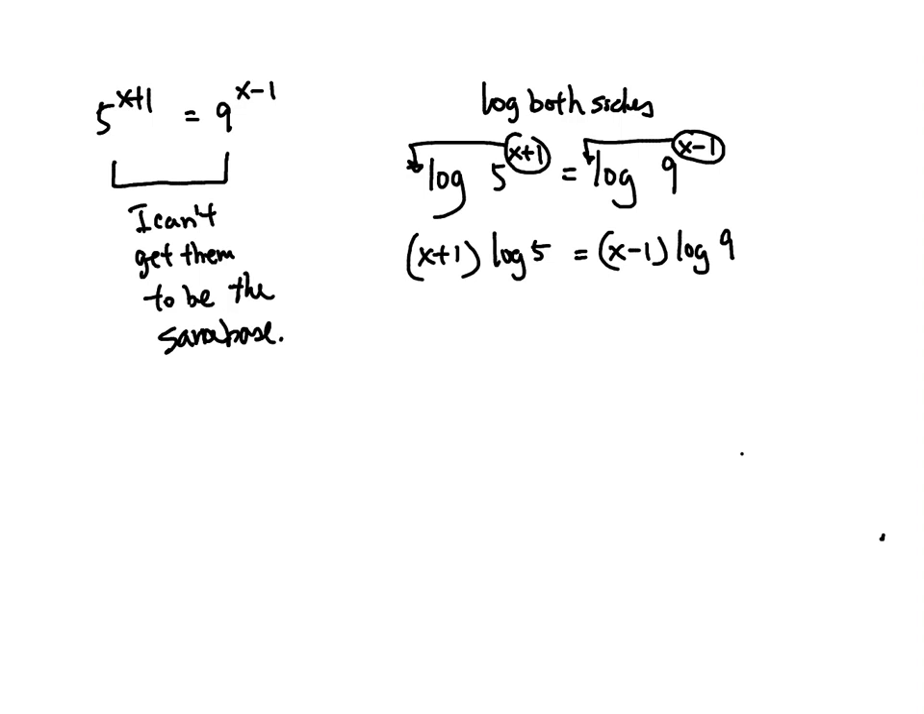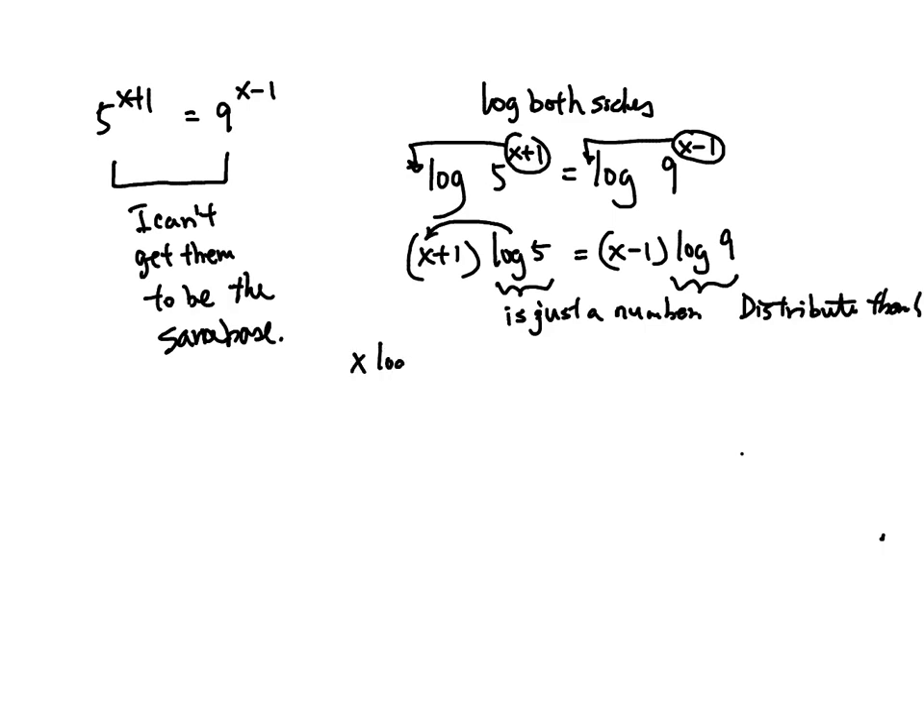Now from here, all you have to remember is this. Log of 5 and the log of 9 are just numbers. So what we can do is distribute. I'm going to distribute the log of 5 times x. So it'll be x log of 5 plus log of 5, because log of 5 times 1 is log of 5, equal. Same thing here. Distribute. x log of 9 minus log of 9.